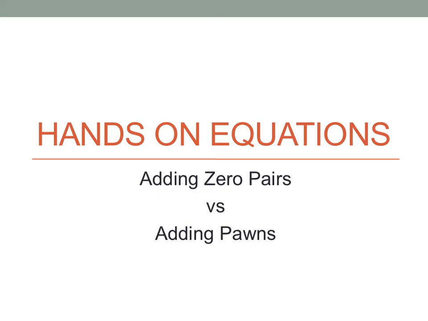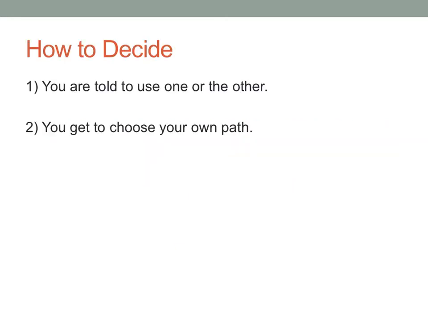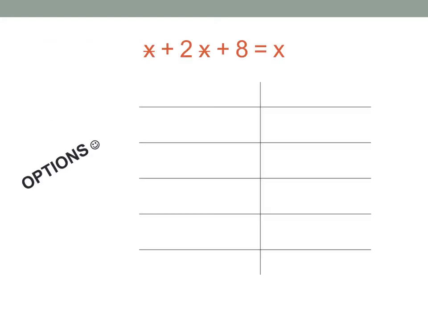In this video, we are going to take a look at the hands-on equations model and the technique for either adding zero pairs or adding pawns, and how do we decide when we want to do which. Remember, sometimes you're going to be told to use one or the other, and other times you get to choose your own path. So when you look at a problem, you do need to understand what the options are giving you as far as the path you're going to follow.